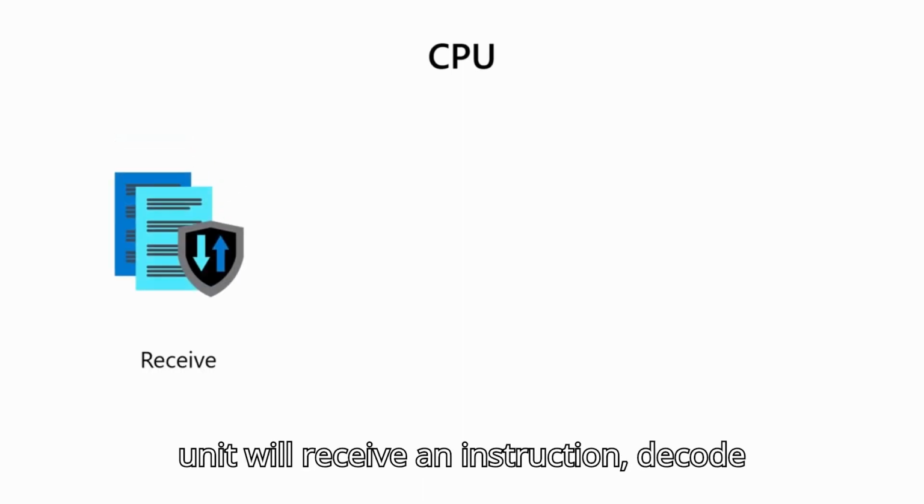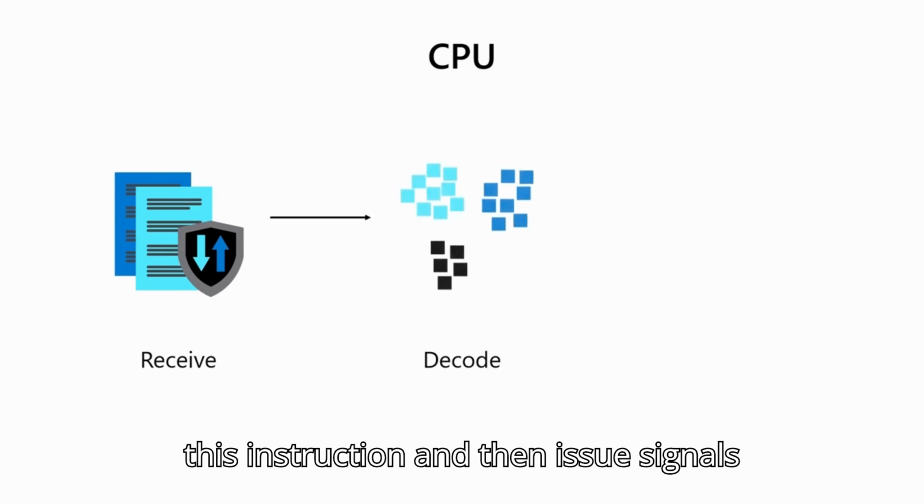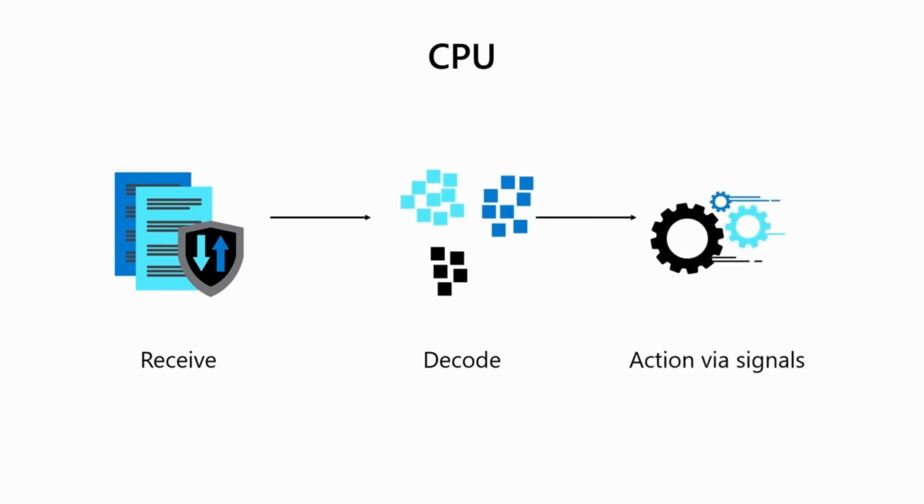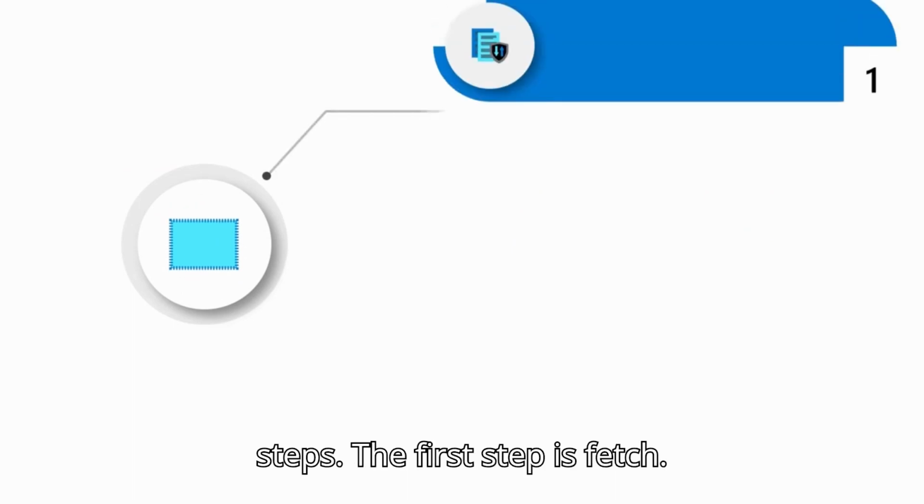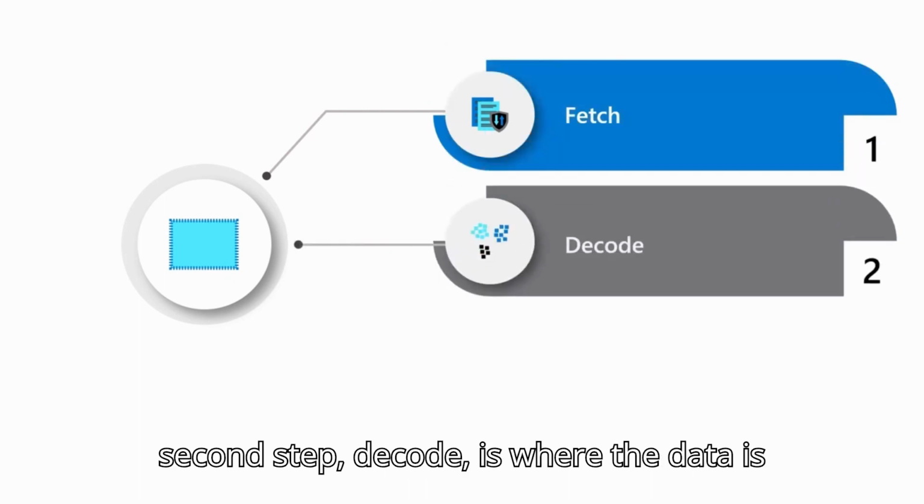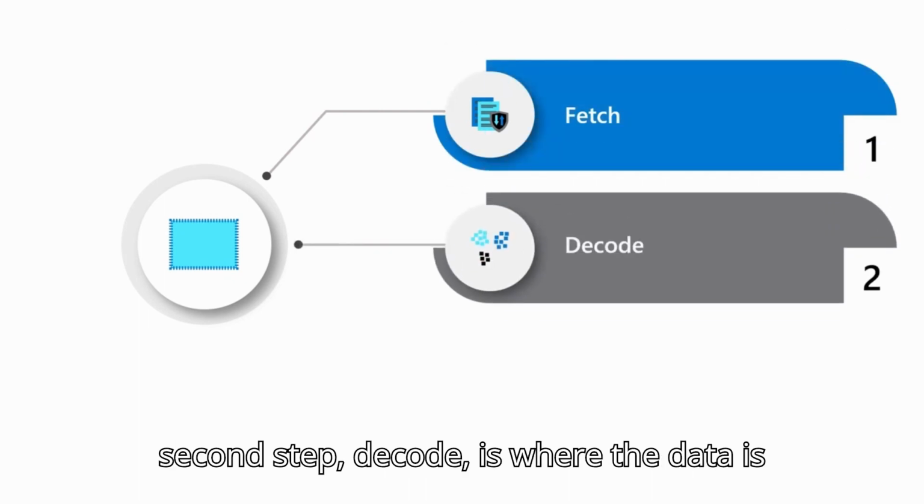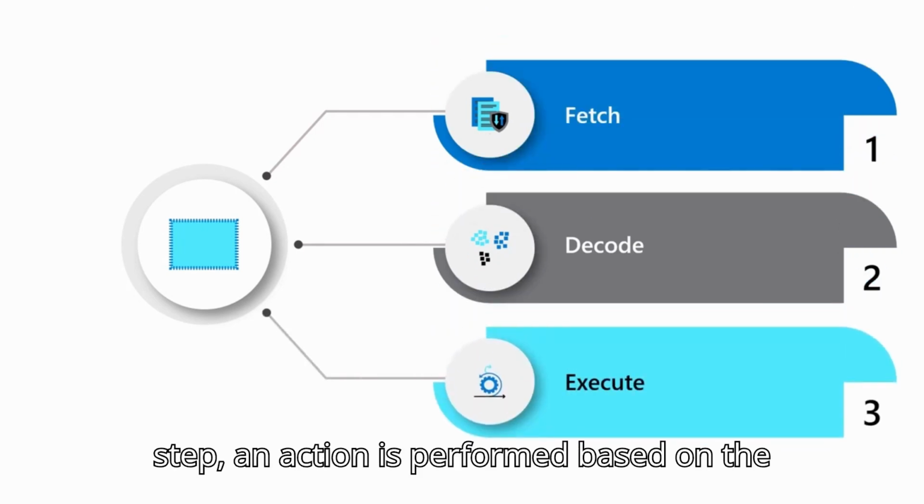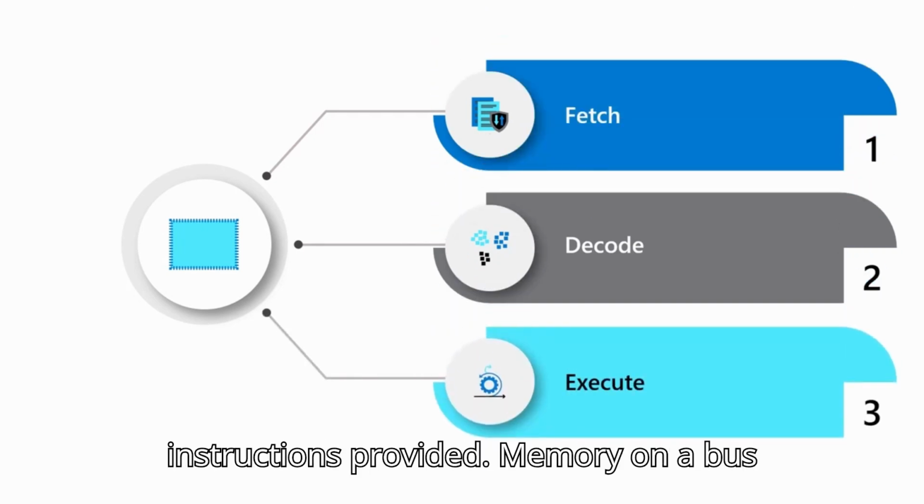A control unit will receive an instruction, decode this instruction, and then issue signals based on the results of the decoding. CPUs follow a cycle which includes 3 steps. The first step is fetch. Here, data is collected from memory. The second step, decode, is where the data is interpreted. Finally, in the execute step, an action is performed based on the instructions provided.